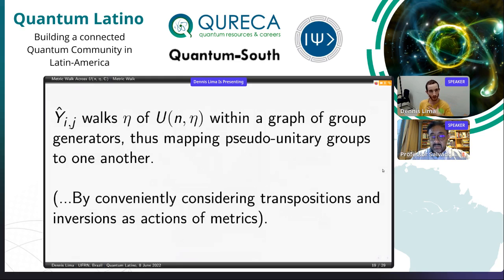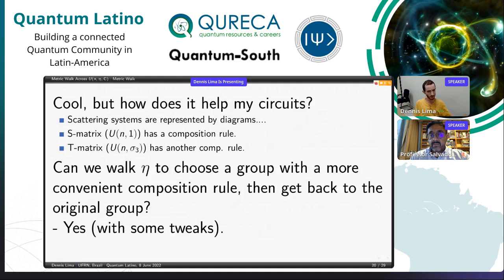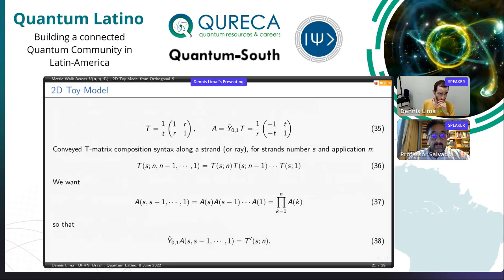Okay, we have this Y walks the metric of the pseudo-unitary group within a graph of group generators, by conveniently considering transpositions and inversions as actions of metrics. But how can I use this in my circuits? Can we choose a group with a more convenient composition rule? That's the case that I am studying, and I'm going to show you something about it.